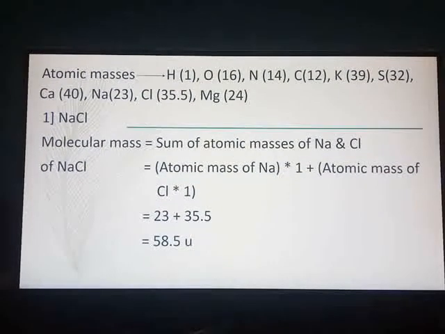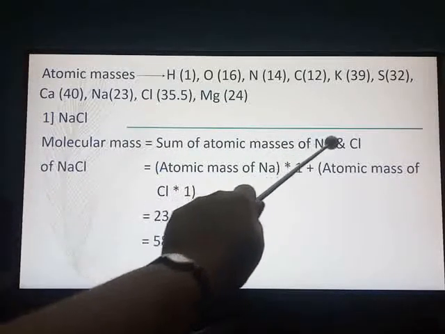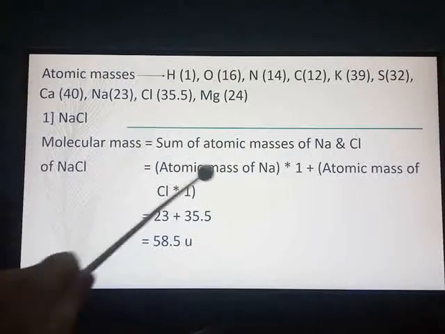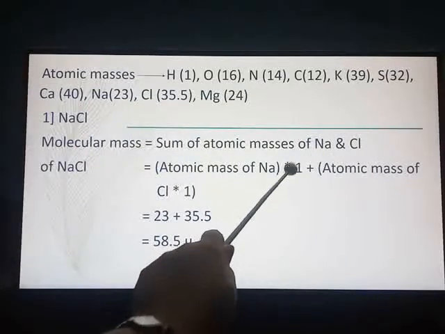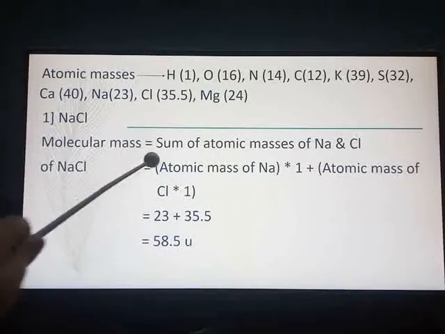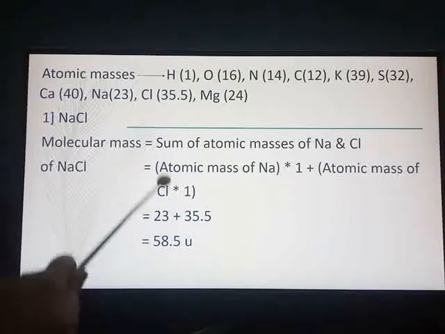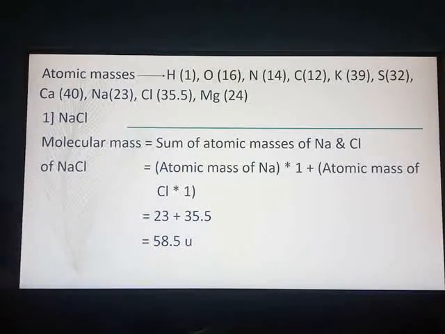One more example is to calculate the molecular mass for NaCl. Sum of the atomic masses of Na and Cl. Atomic mass of Na multiplied by 1 plus atomic mass of chlorine multiplied by 1. Sodium's atomic mass is 23. So 23 plus 35.5 comes out to 58.5 Dalton.